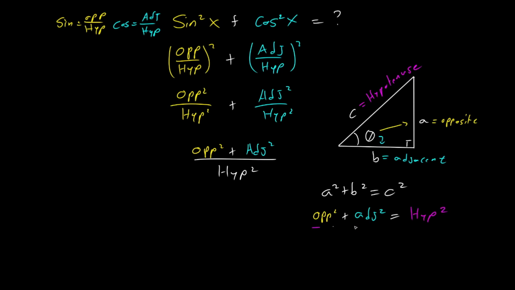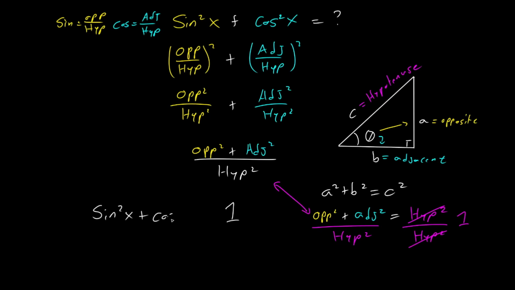Okay, now let's divide both sides by the hypotenuse squared. These two get cancelled and becomes 1. And hold on a minute. This seems to be the same as this: opposite squared plus the adjacent squared over the hypotenuse squared. Well, that means that all this must equal 1. So our conclusion is that sine squared of x plus cosine squared of x is equal to 1.